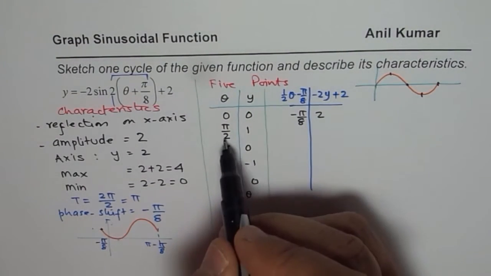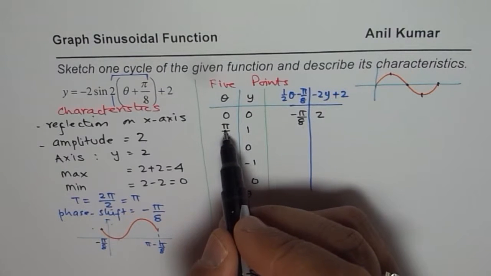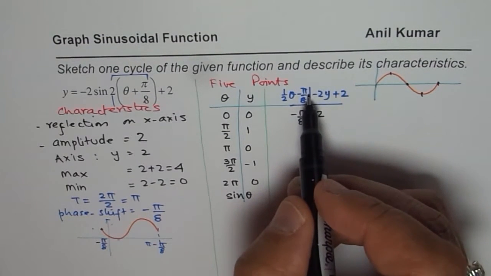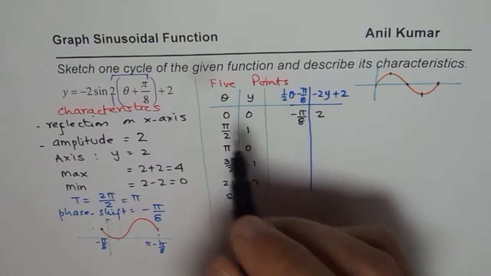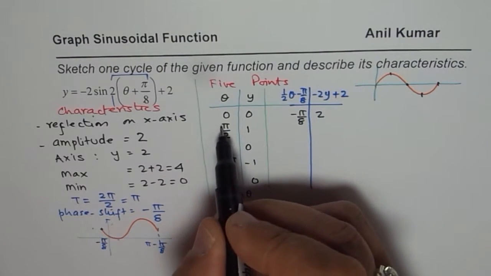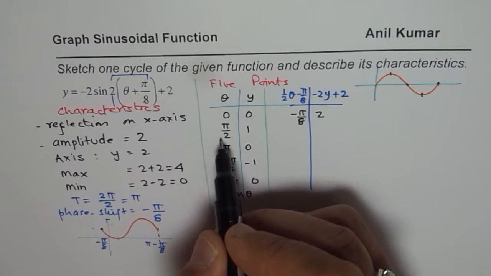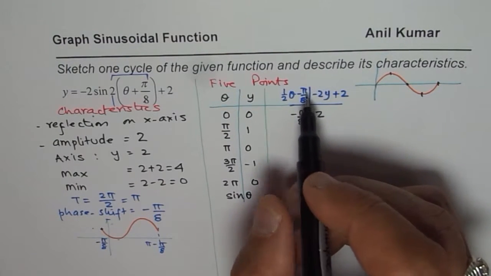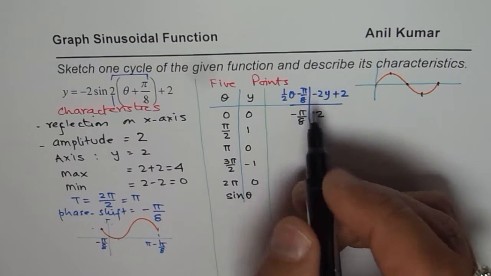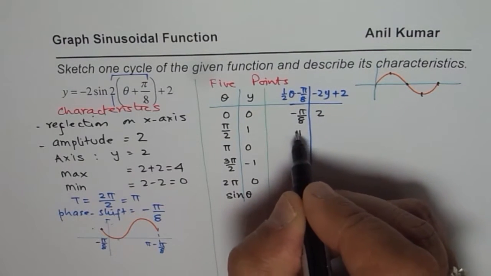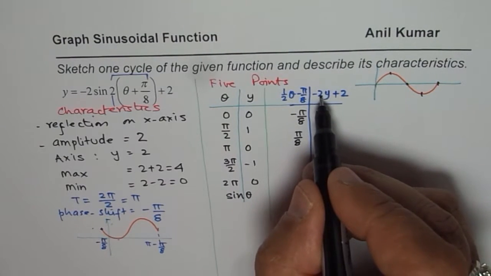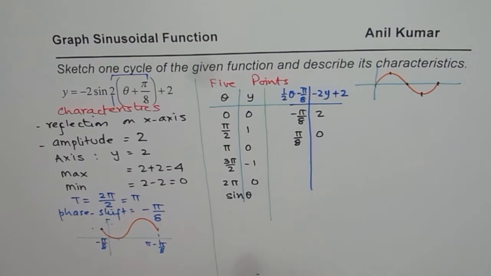So if I do half of that, it becomes pi by 4. And from pi by 4, I have to take away pi by 8, right? So pi by 4 is 2 pi by 8. From 2 pi by 8, I have to take away pi by 8. So 2 pi by 8 take away pi by 8 is pi by 8 for us. And here 1 times minus 2 is minus 2 plus 2 is 0, right?